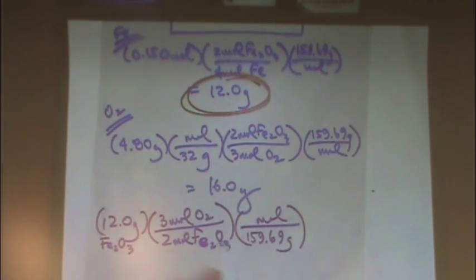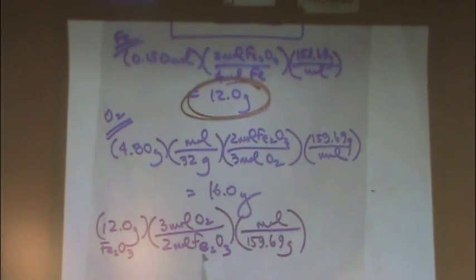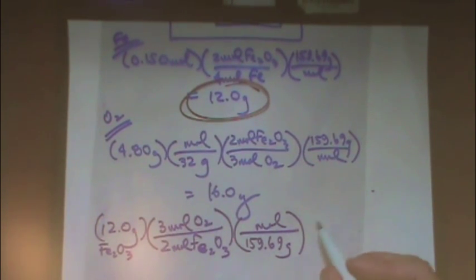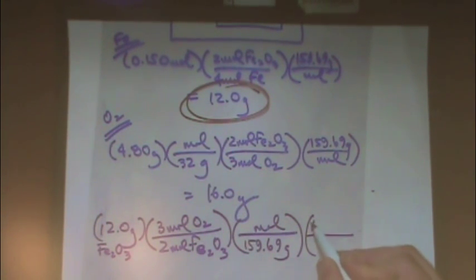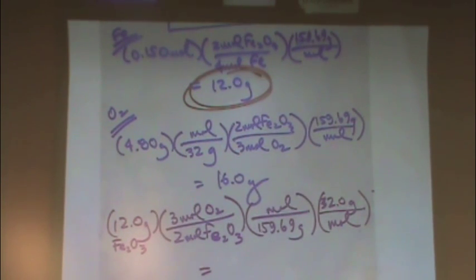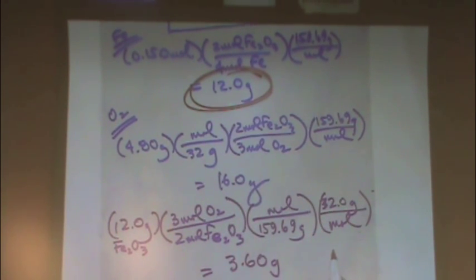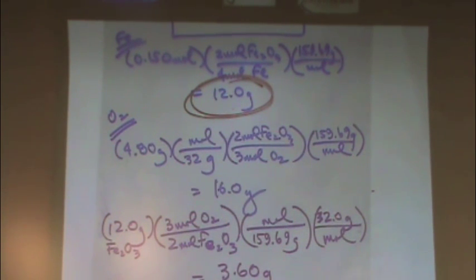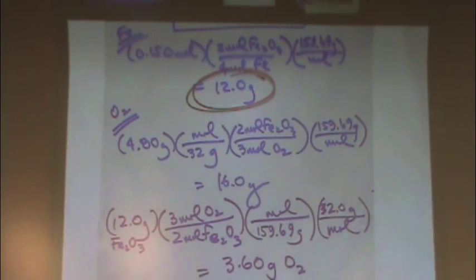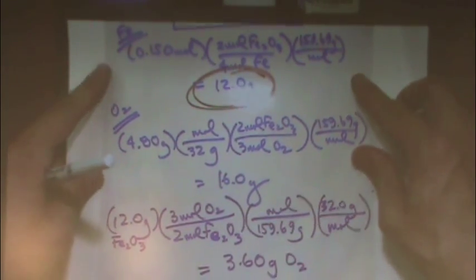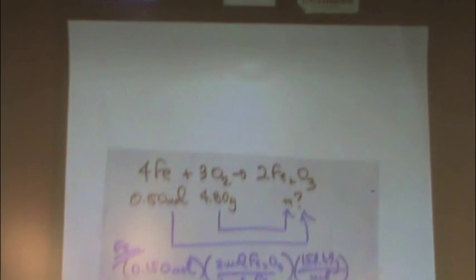Okay, so this, I should have flipped the order of these two. Now I have 3 moles of oxygen, and I need the mass of oxygen. So that's 32.0 grams per mole. The mass of oxygen turns out to be 3.60 grams. Oh, wait, did I get that right? 3.60. I think that's right. Yeah. Of oxygen. Now I need to think, before I go on and actually try to report an answer, I want to go backwards and see, does 3.60 make sense from the question?